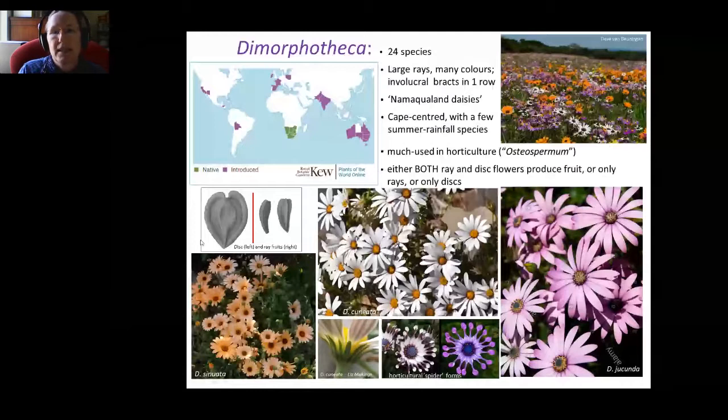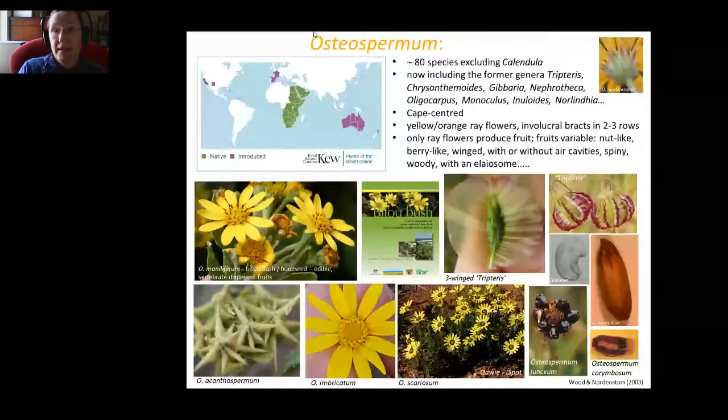The largest genus in the tribe is Osteospermum, with about 80 to 100 species, depending on your definition. And the current definition of Osteospermum now includes the former genera Tripteris, as well as Chrysanthemoides, Gibbaria, and then a lot of other smaller genera. Its natural distribution is centered in the Cape and the Afrotropical zone, as shown here, all the way up Africa. And Osteospermum is characterized by having yellow or orange ray flowers and involucral bracts in usually two, sometimes three rows.